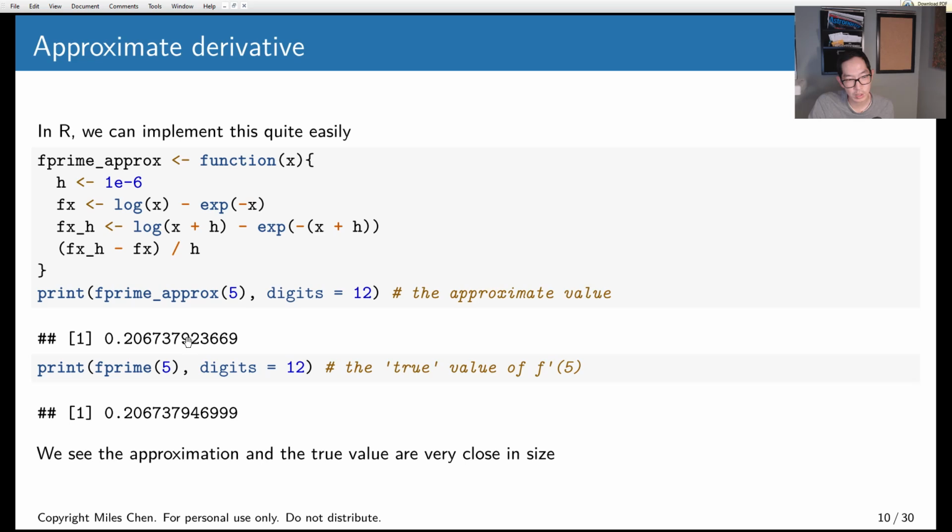I get 0.20673794699. So we can see it is accurate up to 7 places after the decimal point, 0.2067379. The last few digits differ, but I'd say this is a pretty good approximation, and all we did was ask the computer to calculate the value of the function at 2 locations, take the difference, and divide by h.